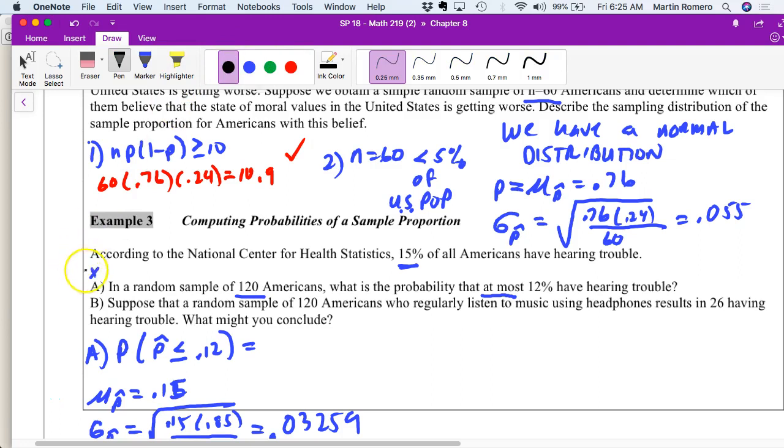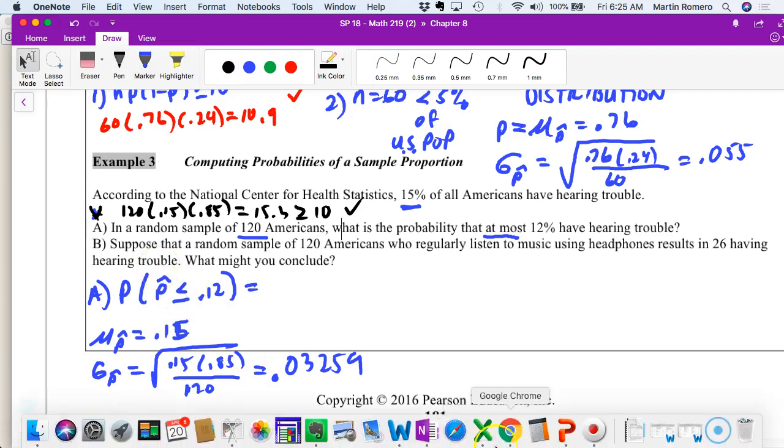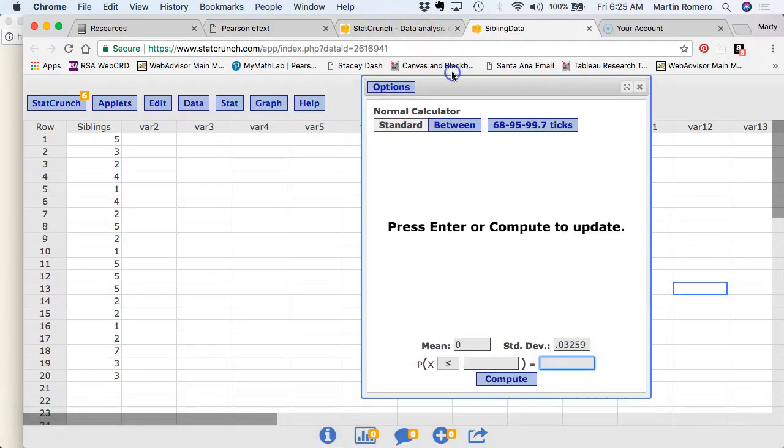And then that other value was important. We needed to check here. Let me do a different color. We needed to check that n, 120, times p, 0.15, times 0.85, is greater than or equal to 10. So again, we always need to check that to make sure we can use the normal model. And so you get 15.3, which is greater than or equal to 10. So we're good there, and now we can use the normal model.